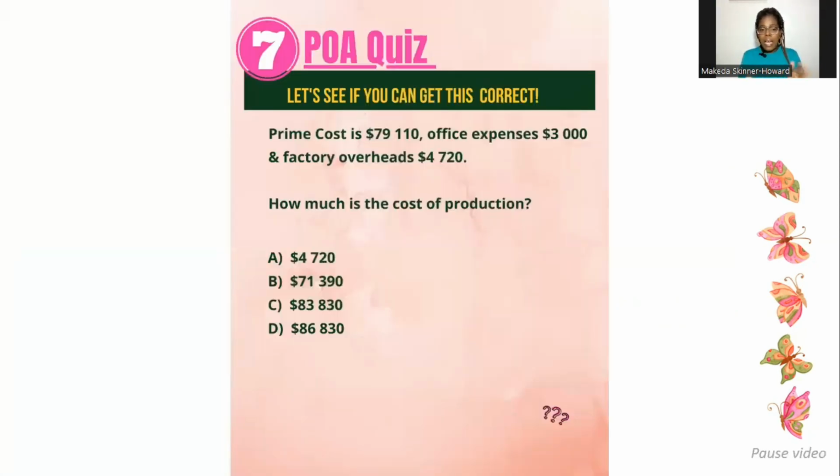And number 7, the last one, they want us to calculate the cost of production. So they give us prime cost is 79,110. Office expenses are 3,000 and the factory overheads is 4,720.